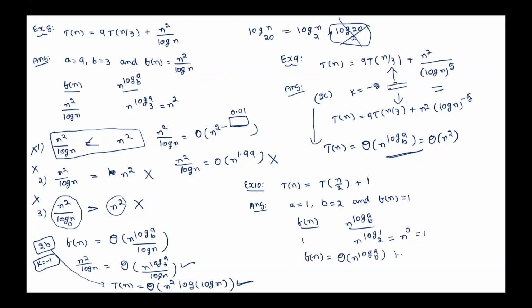That is 1; 1 means everything, if you want, you can take in terms of n power 0. Is that correct? Now, which case of master theorem is applicable? Case 2. So T of n is theta of n power log a base b into log n. What is that? 1 into log n, that is log n.